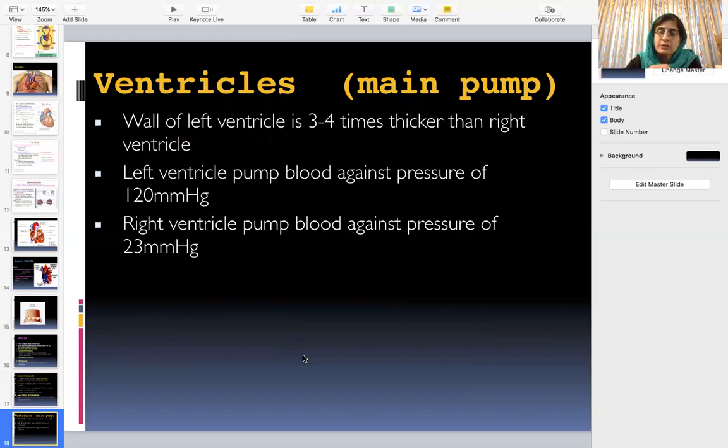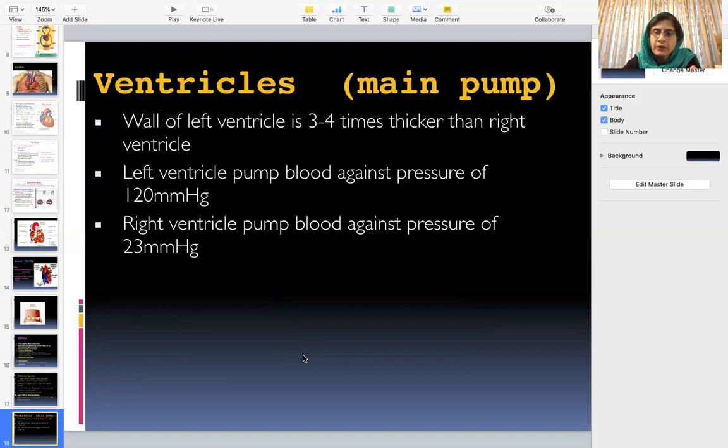Now the ventricles, which are actually the main pump. I told you that atria are the primer pump, whereas the ventricles are the major pump. Now if you see the cut section, the wall of the left ventricle is 3 to 4 times thicker than the right ventricle, because the left ventricle has to pump the blood against higher pressure. In the aorta, the pressure is very high, and against that higher pressure the ventricle has to pump the blood into the general circulation.